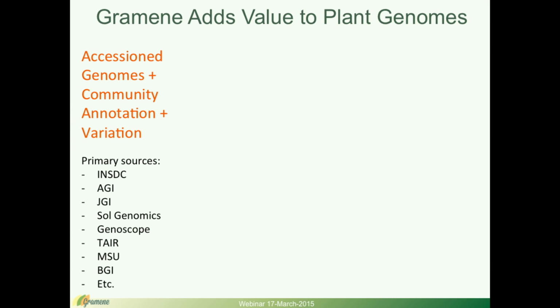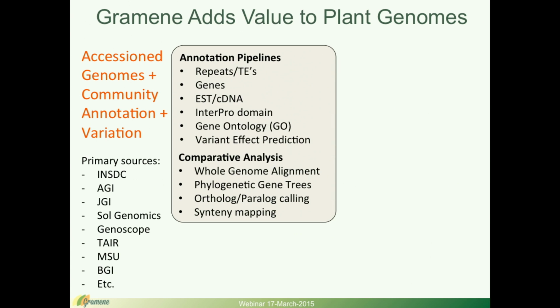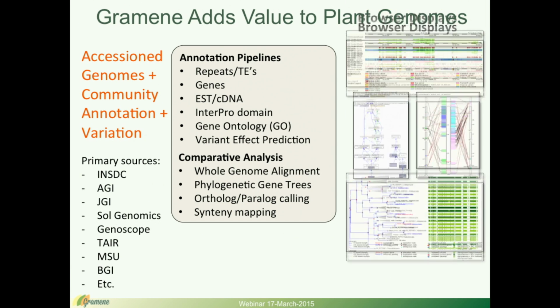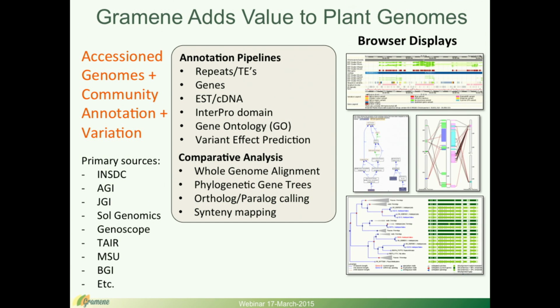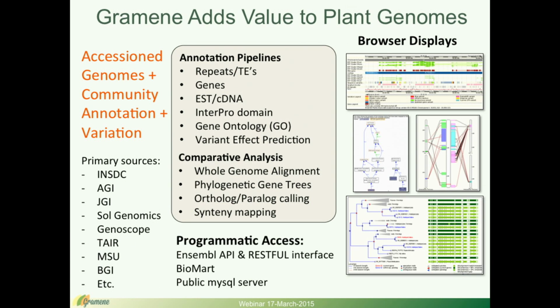Basically, we take accessioned published genomes plus community annotation from various primary sources, and we do standard annotation pipelines to look at various functional annotations, and we do comparative analyses, including whole genome alignments and gene trees and synteny mapping. And then we present these as a variety of different visual displays. Plus, there's programmatic access that you can use.